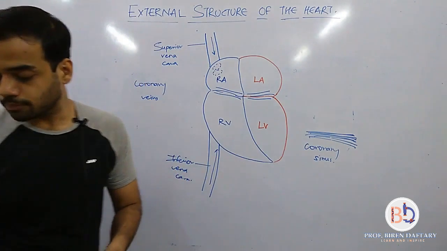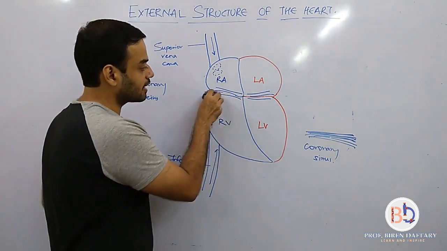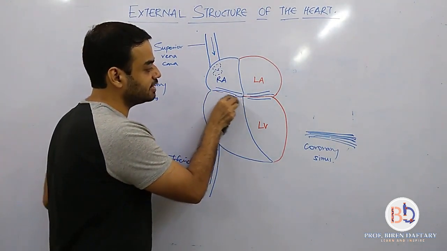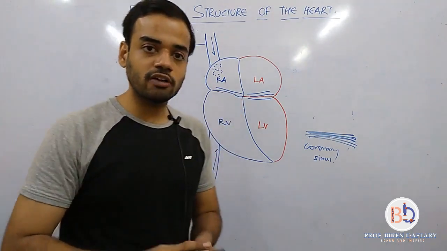So I am going to rub this off. Is this clear? So right atrium के कौन से vessels हैं? 3 vessels हैं. तीनों भी vessels जो हैं वो veins हैं.